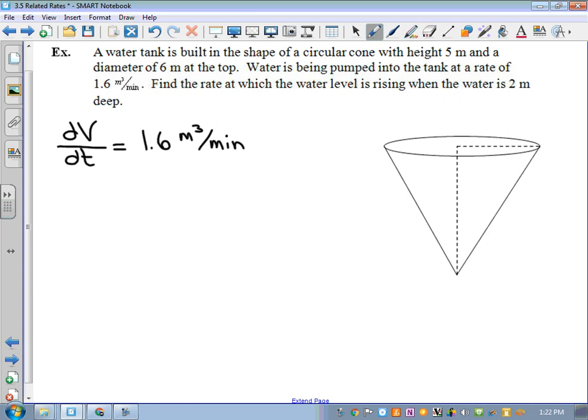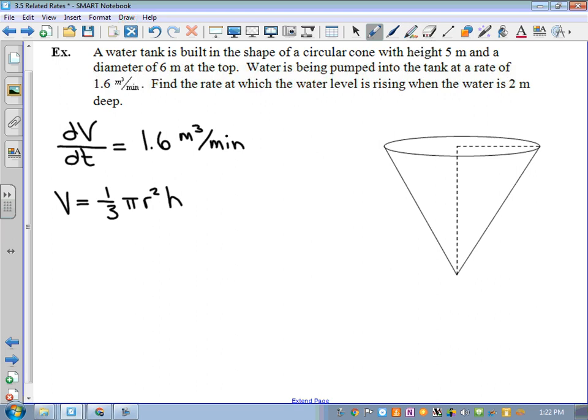Now, I think immediately, if we're going to talk about volume, it's nice to think about that formula for volume. In the case of a cone, the volume of a cone is 1/3 pi r squared times the height. And immediately there's a bit of a problem there because that's a three-variable equation. There's volume, radius, and height, and none of them are constant.